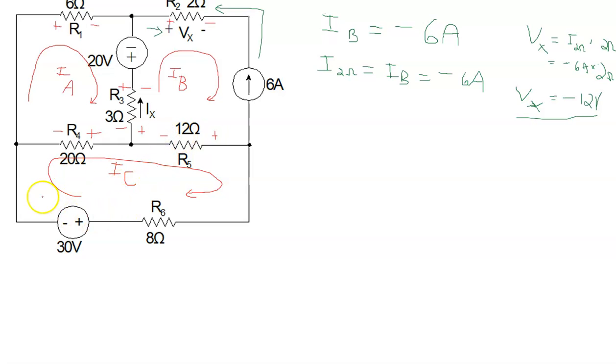Likewise then, IC goes clockwise, so R4 on the IC side is positive on the left, negative on the right. Likewise for R5. R6 then, because he's on the bottom, we got current going through in the other direction, positive on the right, negative on the left. So we're going to start writing mesh equations now, and it's KVL around the loop.